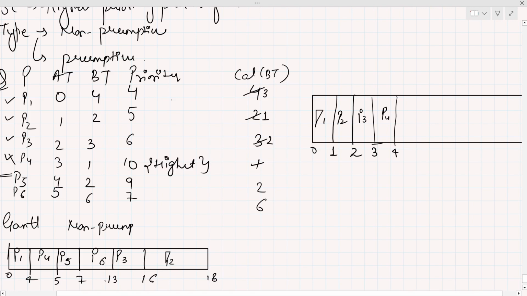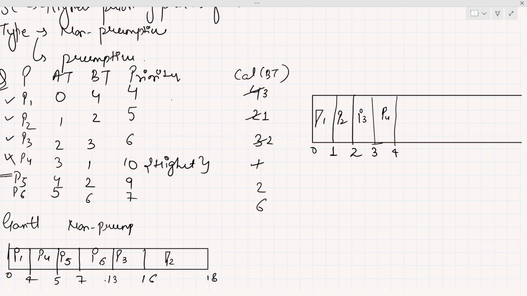If P4 were not completed, let's say the burst time were 2, then also we would have to stop at 4, because at 4 we have one more process available, which is P5. So among the 5 processes we have to select, then also we would select P4 because it's the highest priority process. If all the processes are available, then also we select P4 because of the priority. Here the burst time is 1, so definitely it completes at 4.